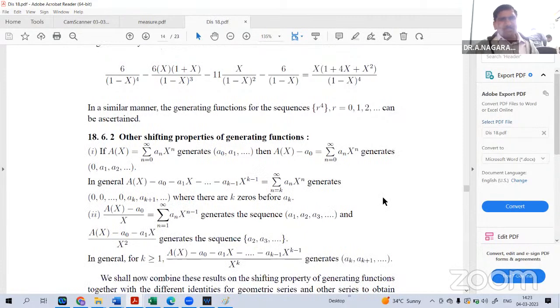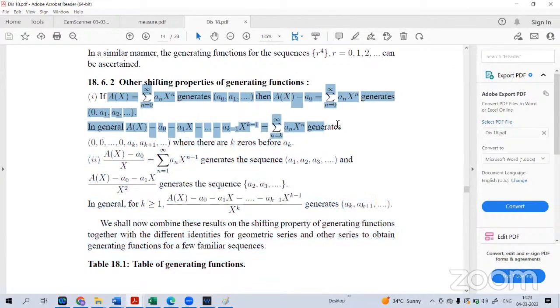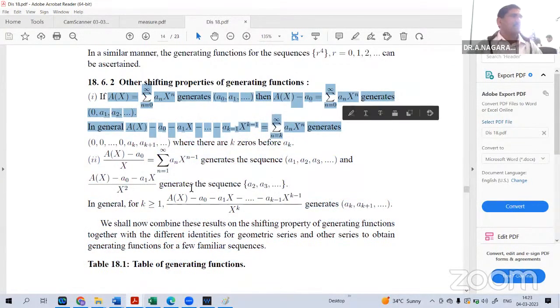Okay. Principles of generating functions. Principles of generating functions means the generalization we will write. That is called a principle. First principle is a generating function.